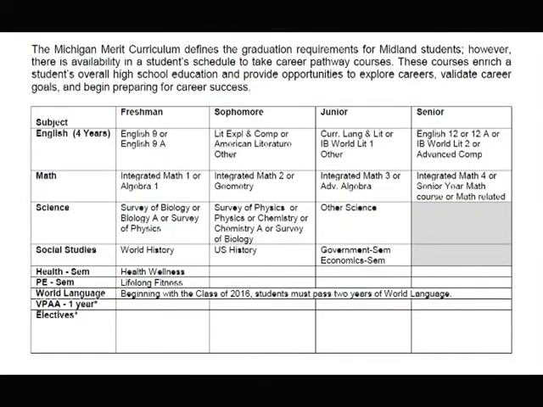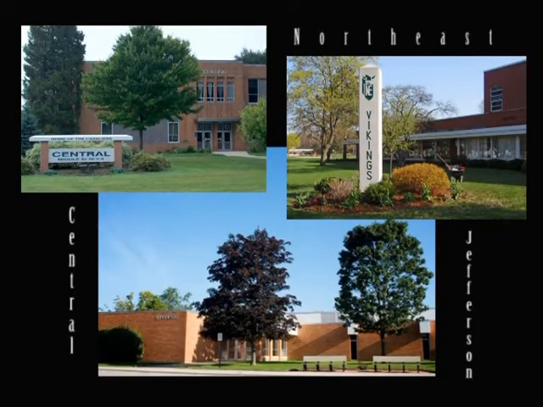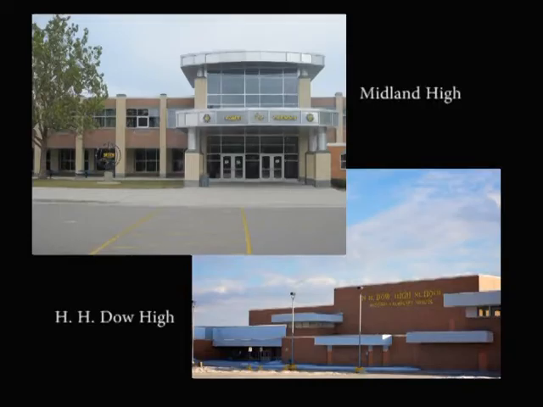So really it sounds like with the eighth graders, it's not just about signing up for next year's ninth grade classes, but thinking about the four-year plan, ninth through 12th grade. Right. And the process you've described, whether it's for current eighth graders or current high school students, is the same no matter what school. Right. So whether they're at Central, Jefferson, or Northeast for middle school, or at Dow or Midland High for high school, it's the same process at every building. Right. We do that with all the kids in every building, and that way we have the consistency that we're looking for. Absolutely. And all those options are available to every student.